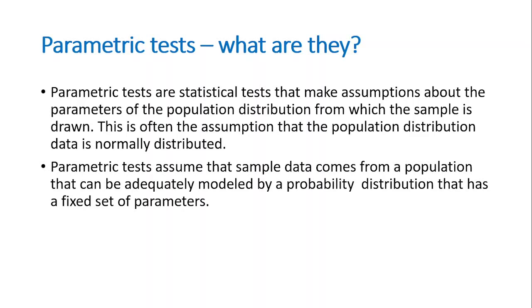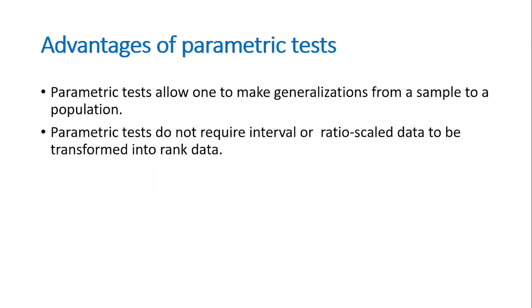Parametric tests assume that sample data comes from a population that can be adequately modeled by a probability distribution that has a fixed set of parameters. Advantages of parametric tests: they allow one to make generalizations from a sample to a population, and they do not require interval or ratio scaled data to be transformed into rank data.